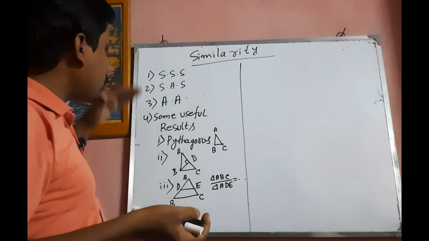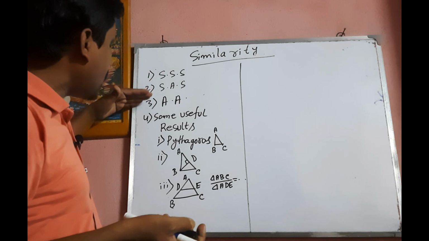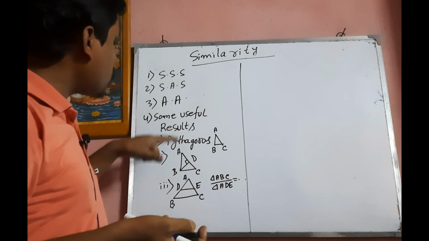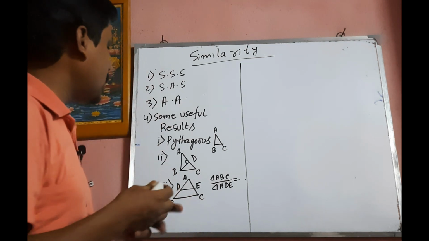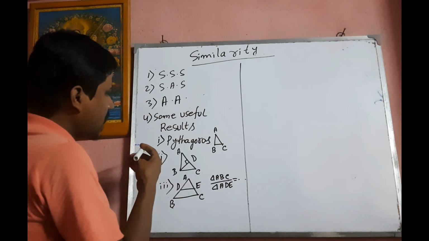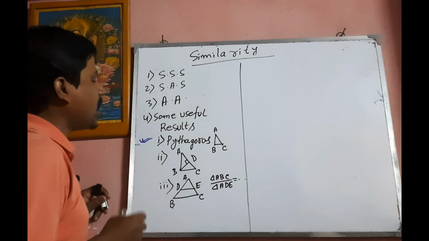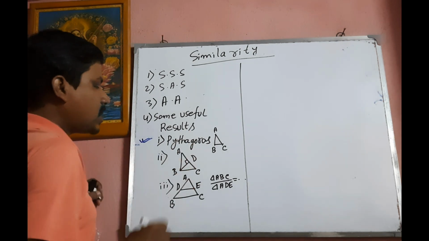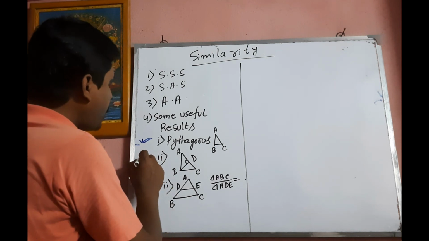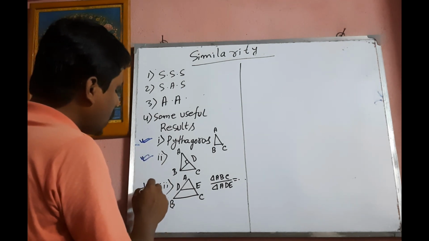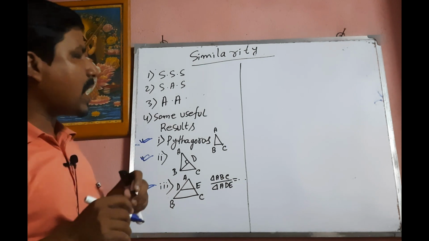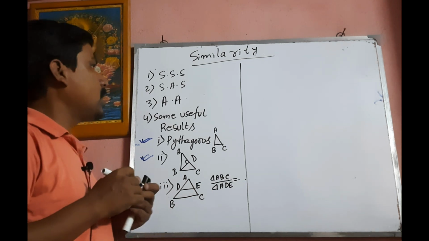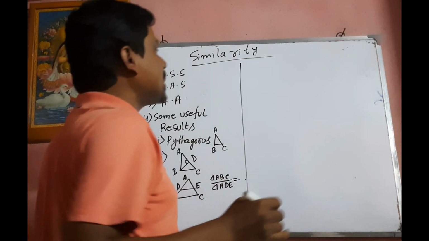After that we are discussing some useful results of these similarities, and now we are highlighting the useful results of our formulas. First Pythagoras, then this type, and after that we are discussing this type of triangle similarity property. Now at first we are discussing the triple S.